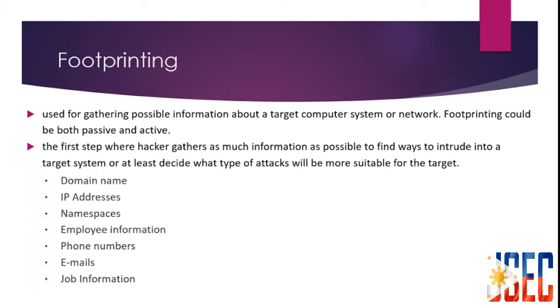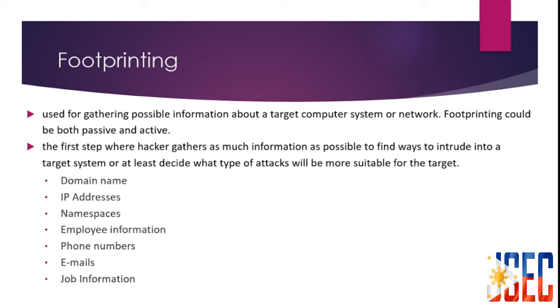Footprinting is basically the first step where a hacker gathers as much information as possible to find ways to intrude on a target system, or at least decide what type of attacks will be more suitable for the target. During this phase, a hacker can collect information such as domain name, IP addresses, namespace, employee information, phone numbers, emails, job information, and so on.